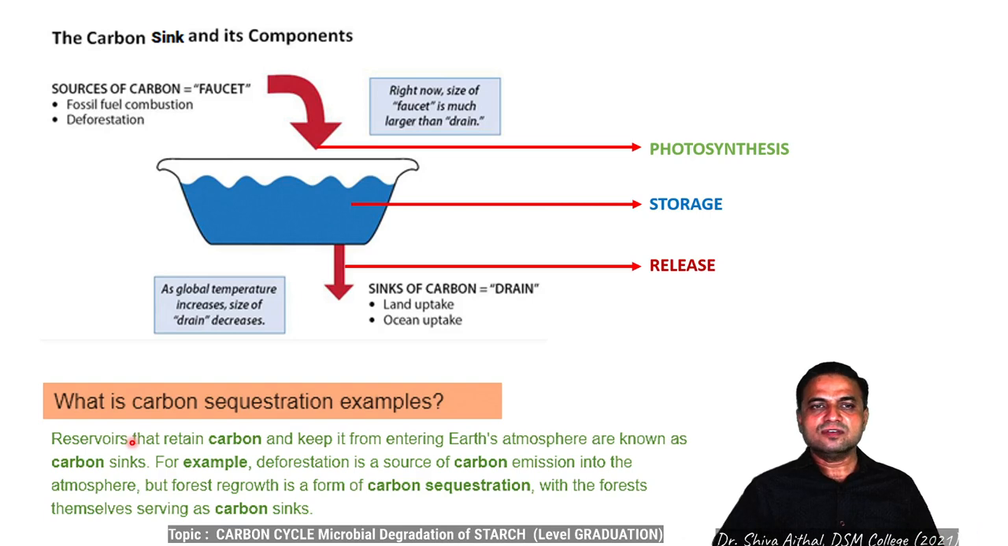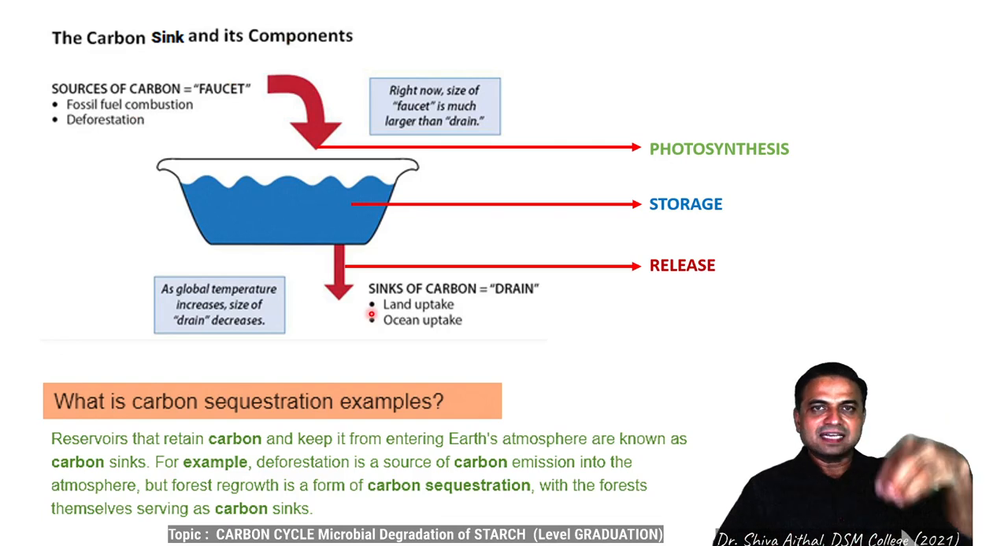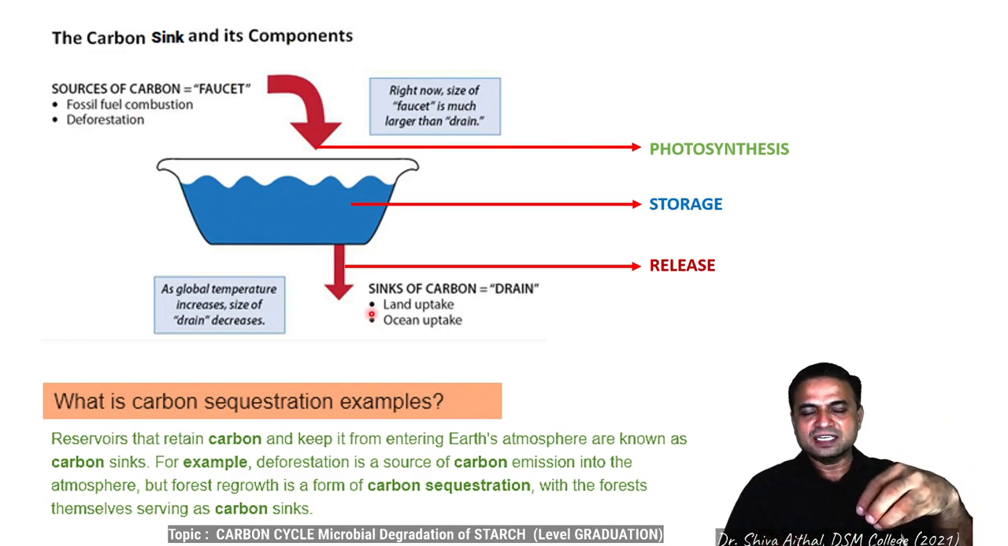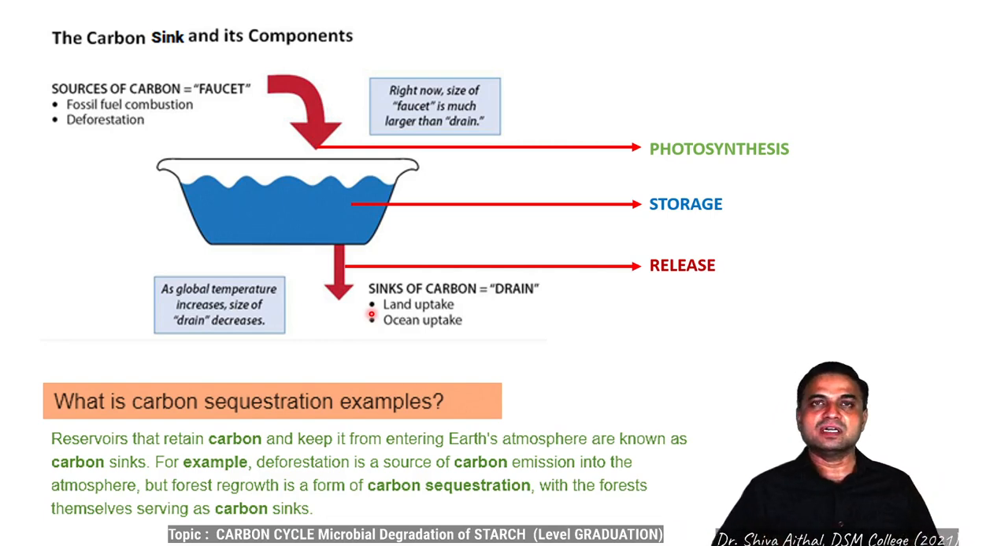The carbon sink is just like a sink or wash basin. Think about a faucet, meaning a tap, which is adding water, and there is a hole which is draining water. If the size of the faucet is equal to the size of the drain, whatever amount of water is being added, that much is being released: input is equal to output. What I mean to say is that the input is the sources of carbon, that is fossil fuel combustion, deforestation, decomposition, all of which become the sources of carbon.